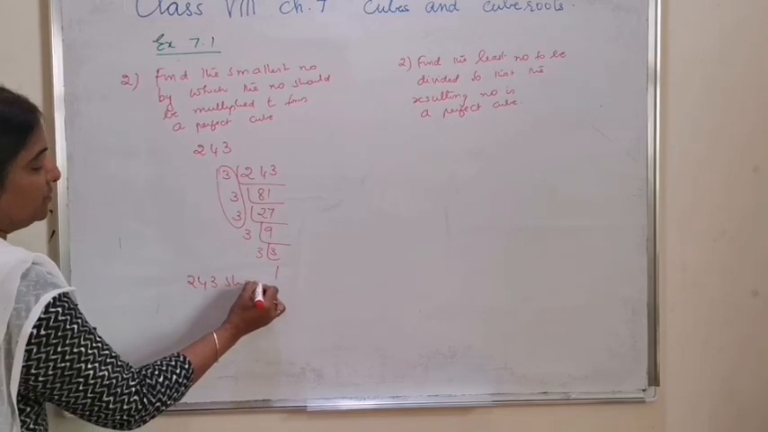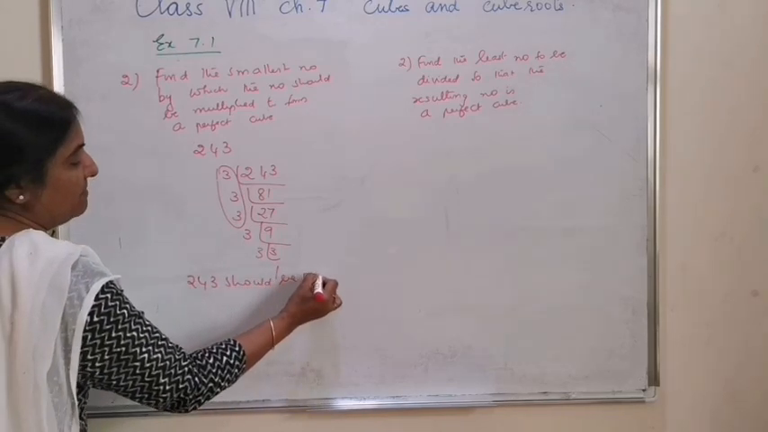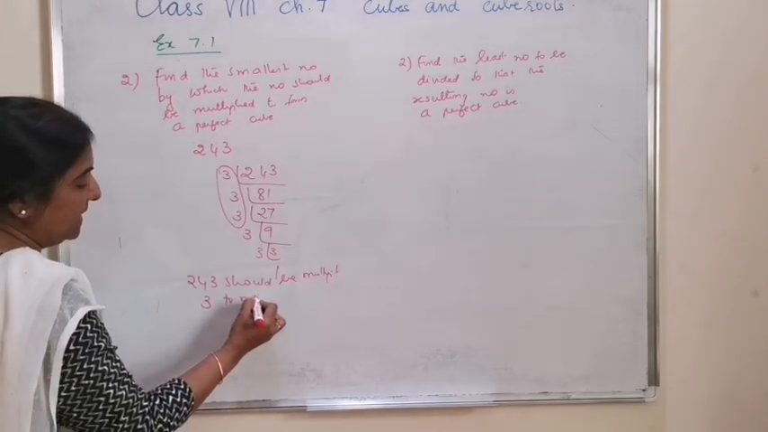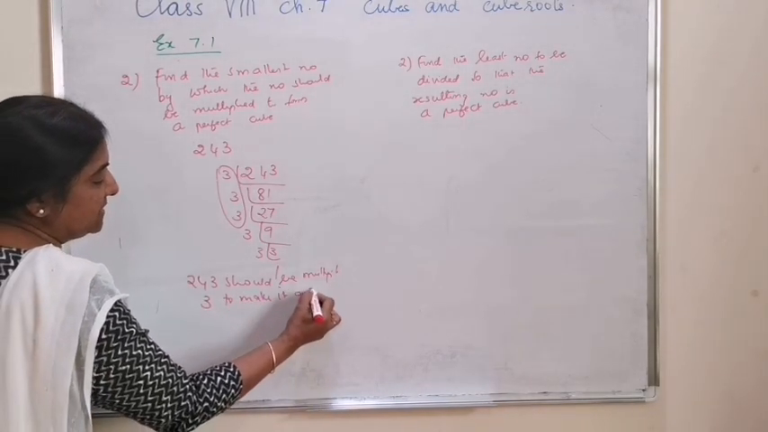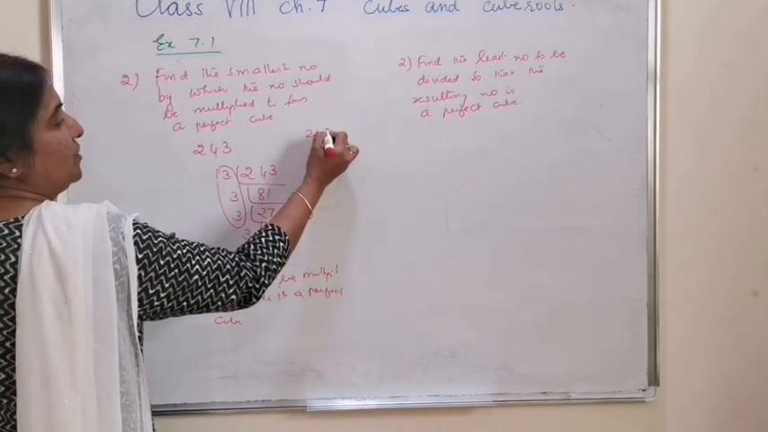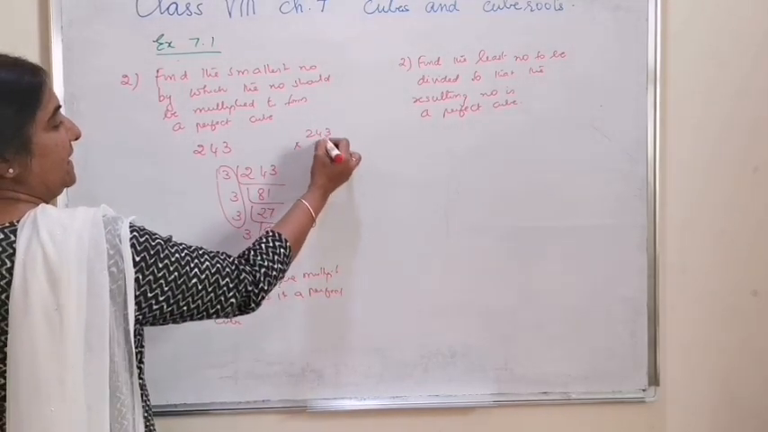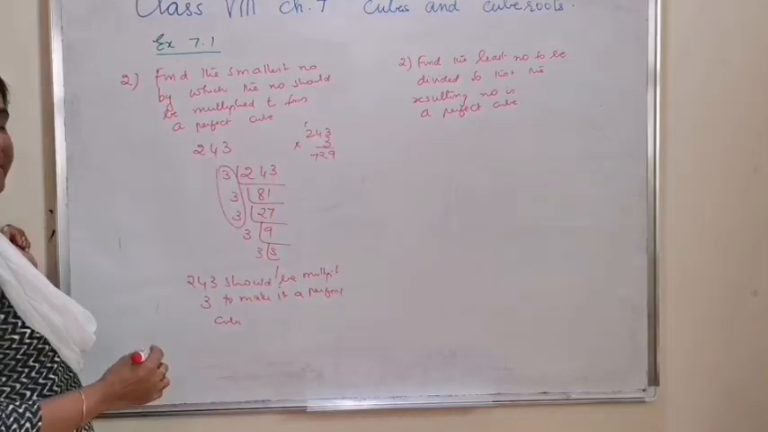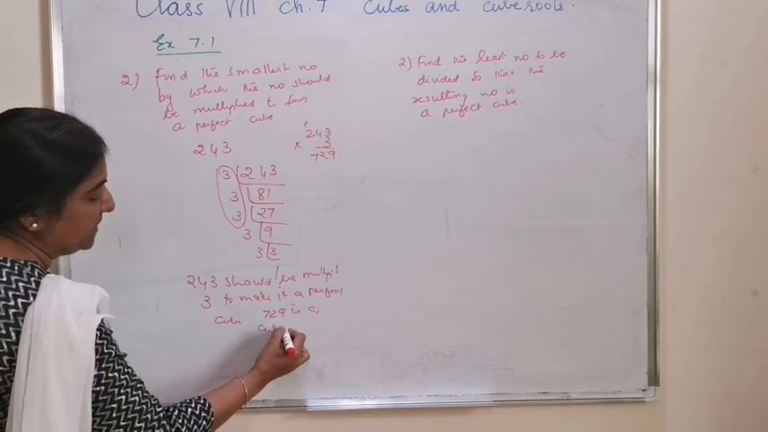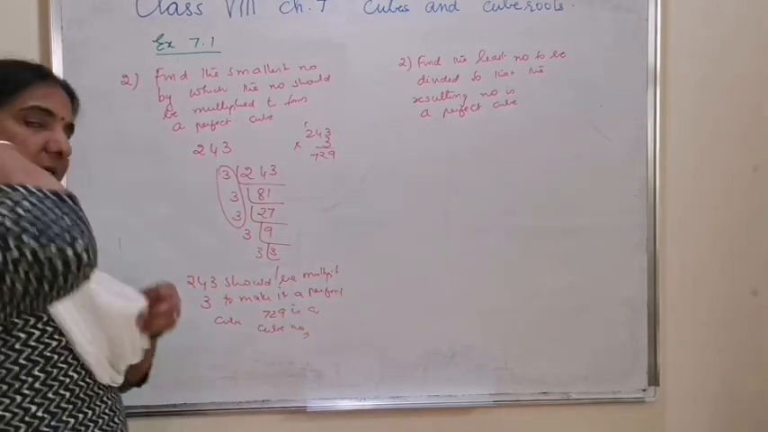243 should be multiplied by 3 to make it a perfect cube. And what is the perfect cube number? 243 into 3, 3 3s are 9, 4 3s are 12, 729. That is, 729 is a cube number.